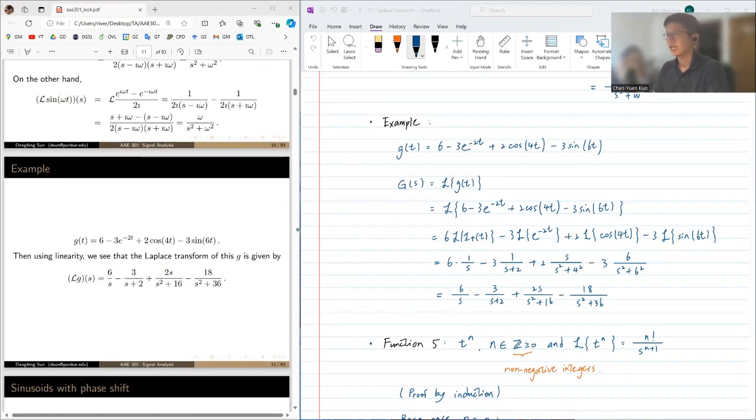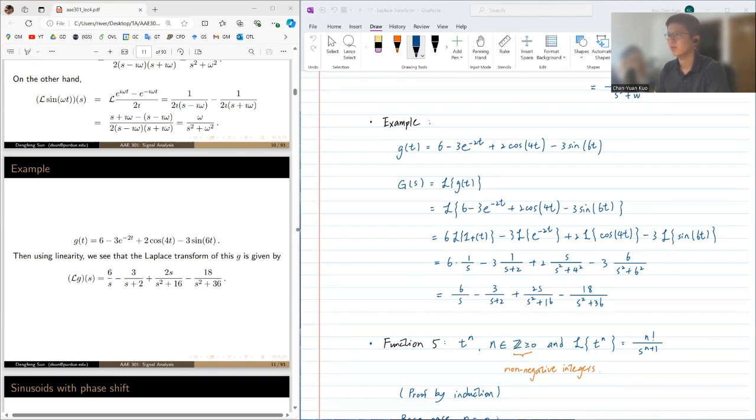Okay, now let's take a look at an example to see how we can apply what we have learned. In this example, we will look at this function g of t, which equals 6 minus 3 times e to the negative 2t plus 2 cosine of 4t minus 3 sine of 6t. And now let's see how we can derive the Laplace transform of this function.